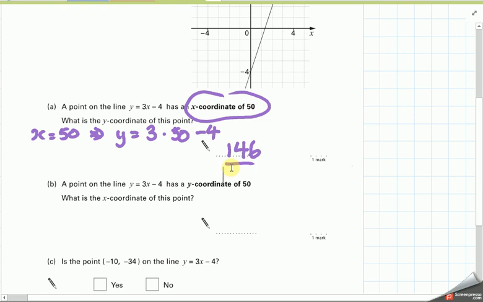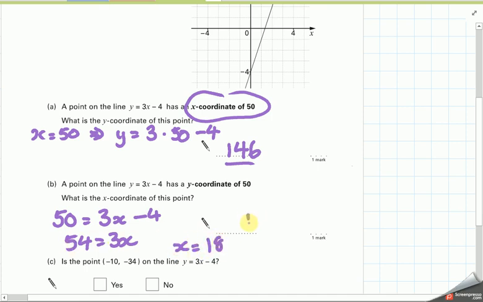Replace the y coordinate this time with 50. So y into the equation, and we've now got to work out what x is. Move the values around, we get 54 is 3x. Divide through by 3, 54 divided by 3 goes 1, carry 2 over, 3 into 24, 8. So x is 18.